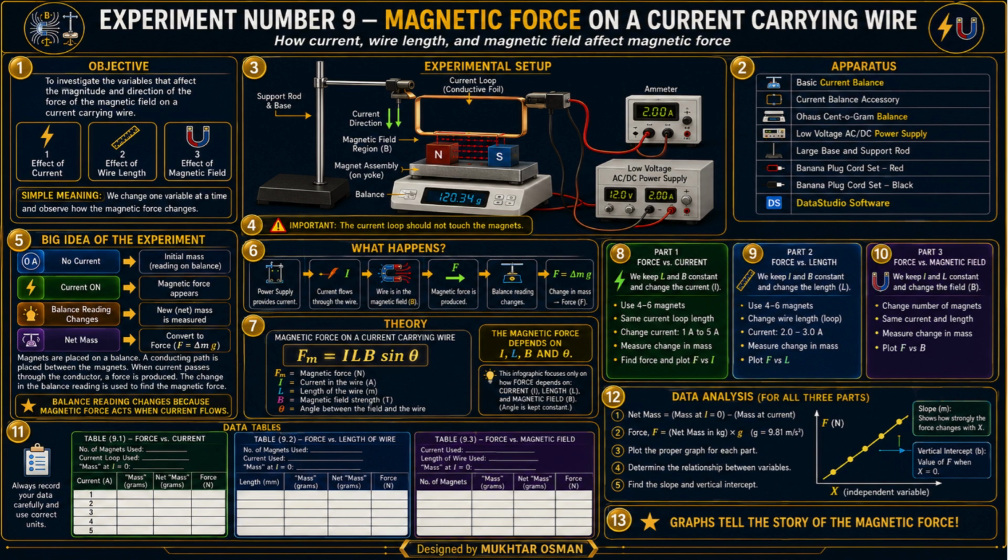11. Part 3. Force versus magnetic field. We keep I and L constant and change the magnetic field, B. Steps: change the number of magnets. Keep the same current and length. Measure change in mass, plot F versus B.